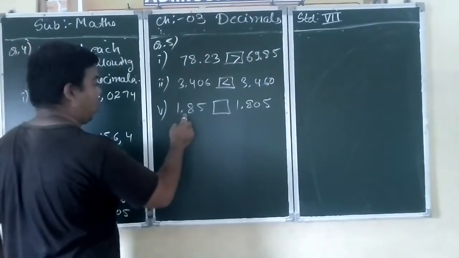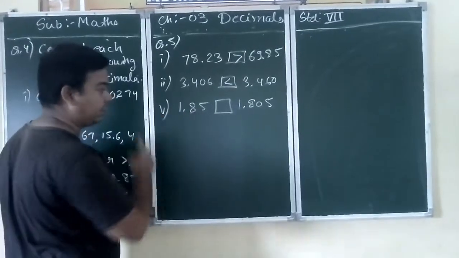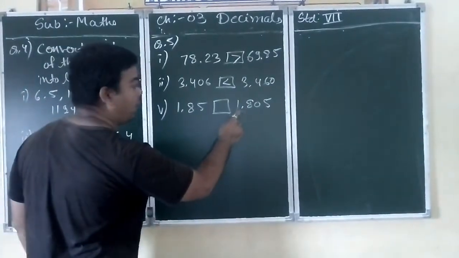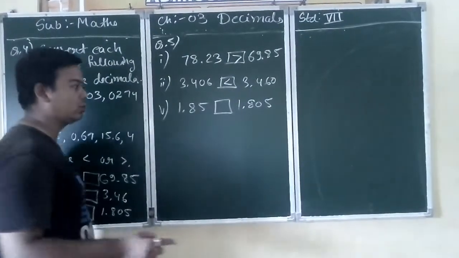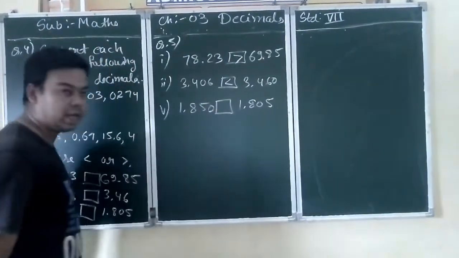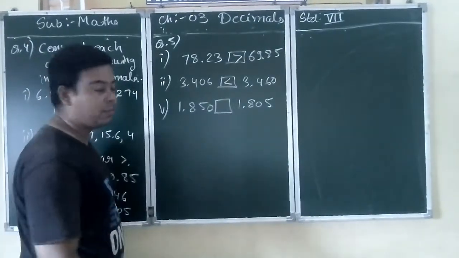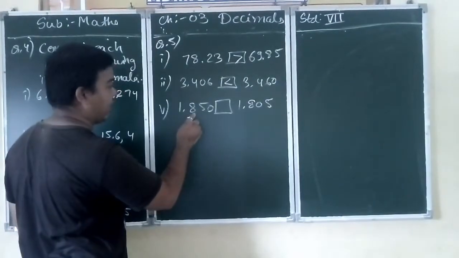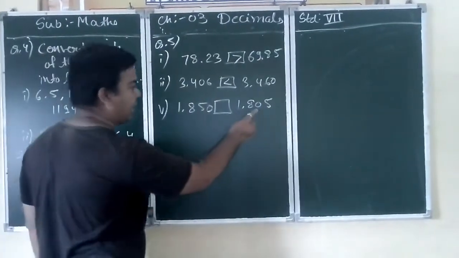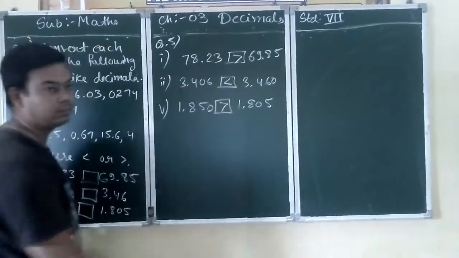Say 1.85 times 100, and here 1.805 times 1000 also. So we put a 0 here, making 1.850. Now the whole part, 1, is the same. Now check the decimal part. The decimal part is 850 and 805, so 850 is greater.